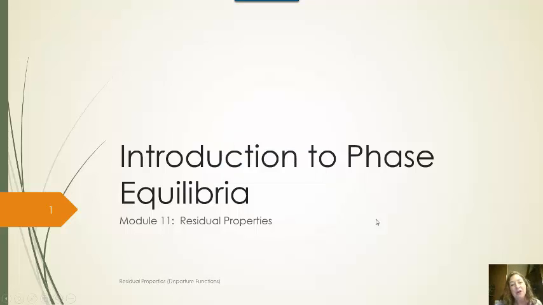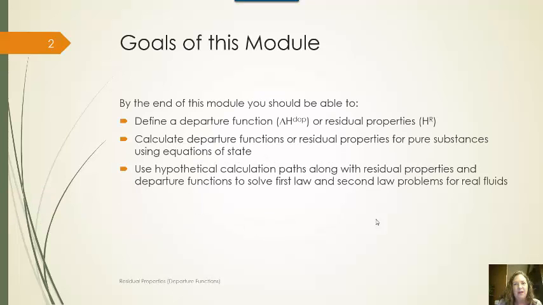Welcome to Module 11. We're going to be talking about residual properties in this lesson. So our goal here will be that we can define what a departure function or a residual property is. Now, I've shown enthalpy as an example, but there are two different languages that are used alternatively: departure functions or residual properties. We're going to be able to calculate these departure functions or residual properties for pure substances using equations of state.